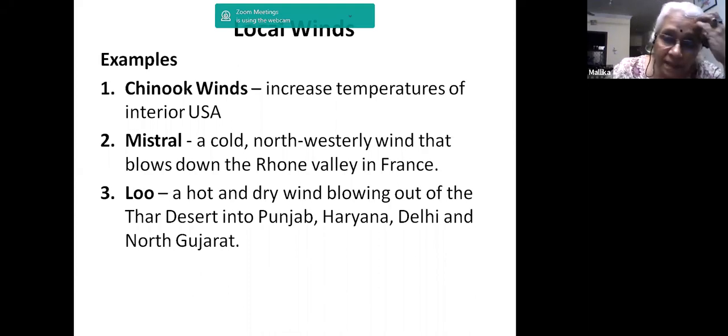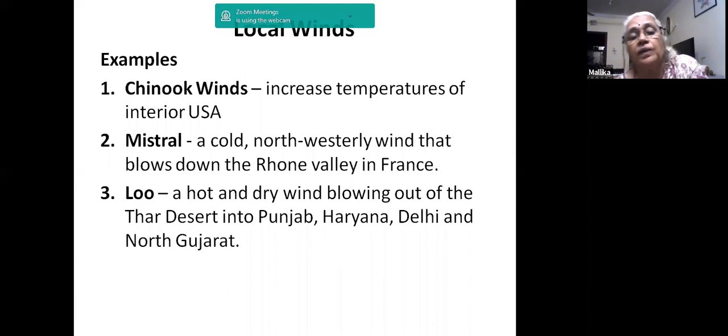Chinook winds increase temperatures of interior USA. Mistral is a cold northwesterly wind in France. It actually blows down the Rhone Valley, and the valley is not very deep, so it still remains cold. If it was deeper, it would have warmed up. Loo in India is a hot and dry wind. These are all the common winds which are famous.